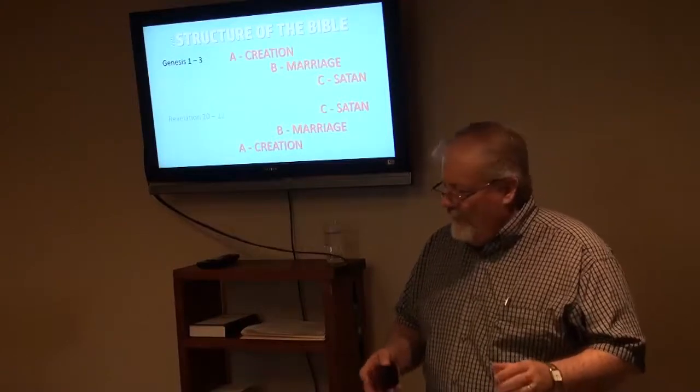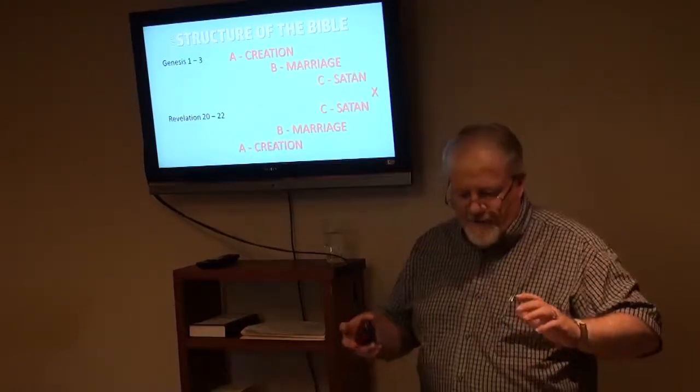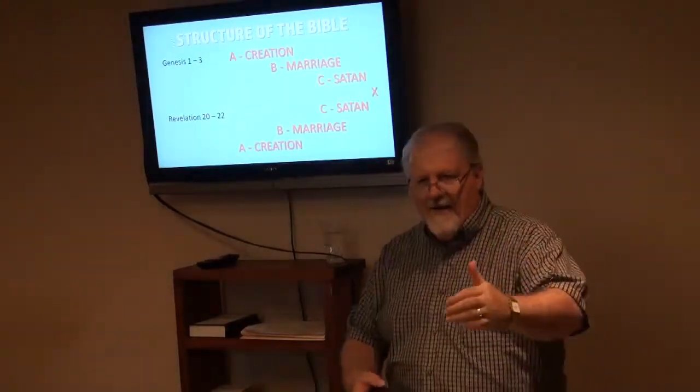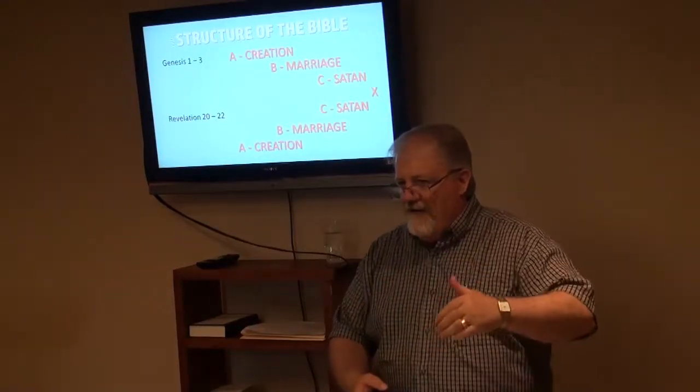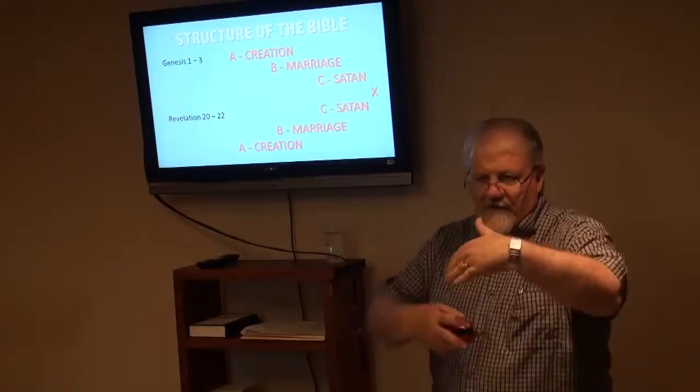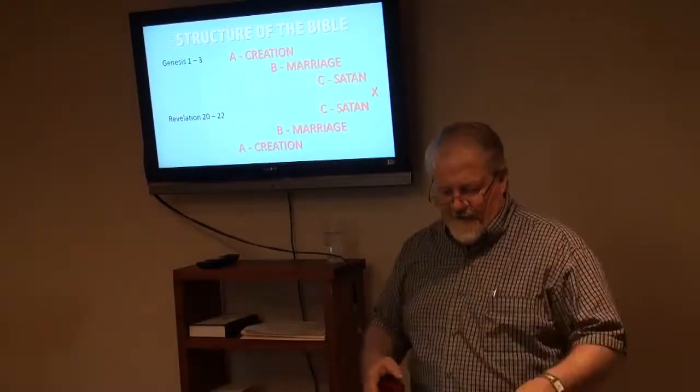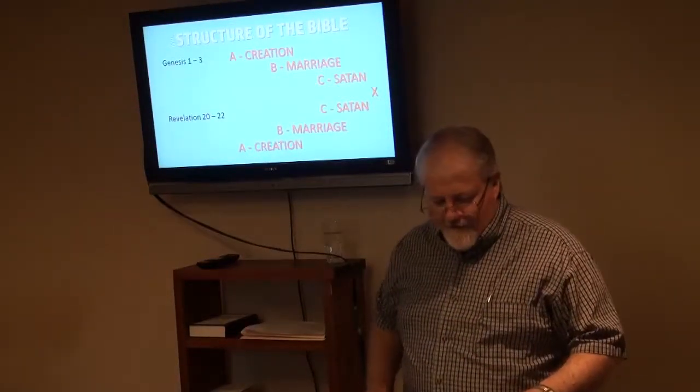Now look at this. So we have in Genesis, we have creation, marriage, Satan. Then in Revelation, we have Satan, marriage, creation. So it's a mirror effect. It's the true chiasm in its reverse order.